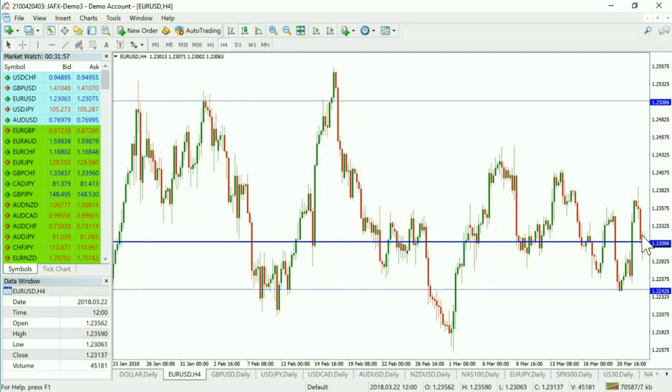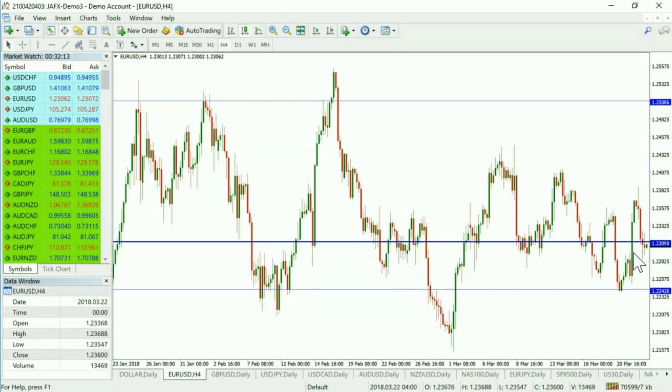And now what we're looking at here is a pullback off the previous high, and this is a 4-hourly chart. And this is where your pullback traders or your trend traders might look to get involved in this market.